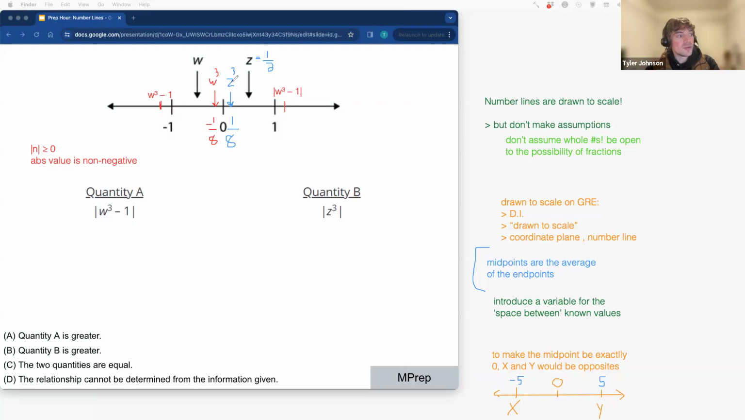And because z cubed is already further right of 0, nothing's going to change between z cubed and the absolute value of z cubed. But I've proven w cubed minus 1, that is further right on the number line, so it is the bigger value. So A is your answer.